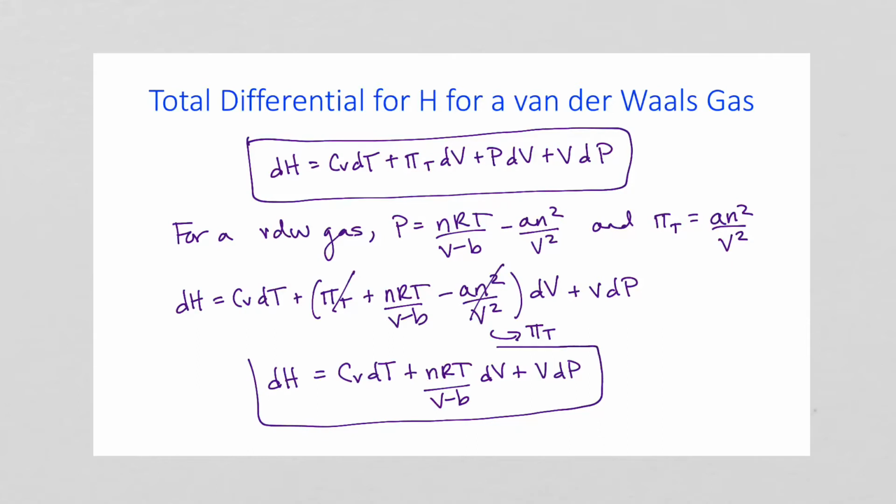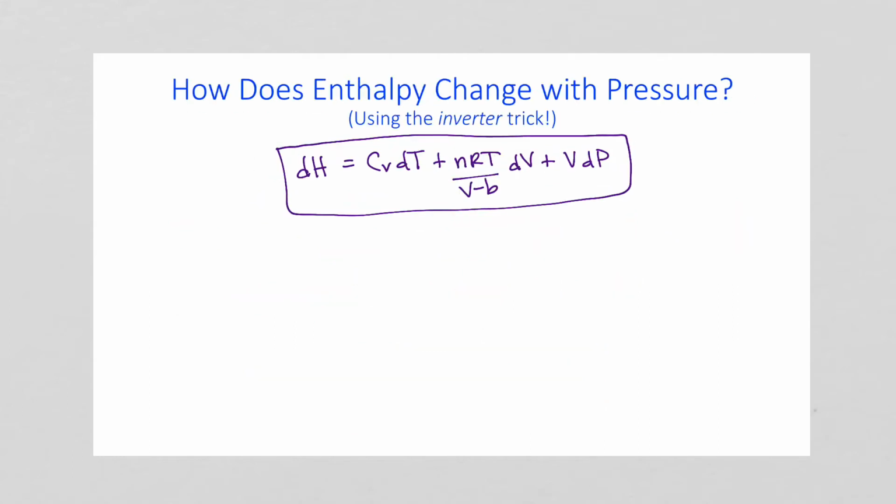So this is our total differential for enthalpy for a van der Waals gas. You may be asking yourselves, why do we care about these total differential expressions? Well, it turns out that they allow us to calculate some pretty useful quantities. The one example we're going to do here is to ask ourselves the question of, how does enthalpy change with pressure at constant temperature?